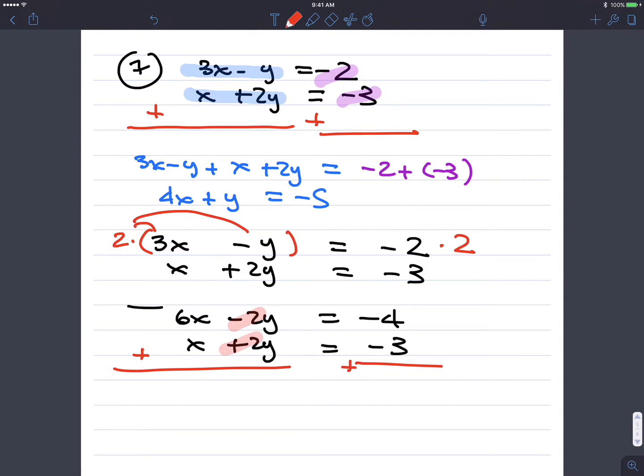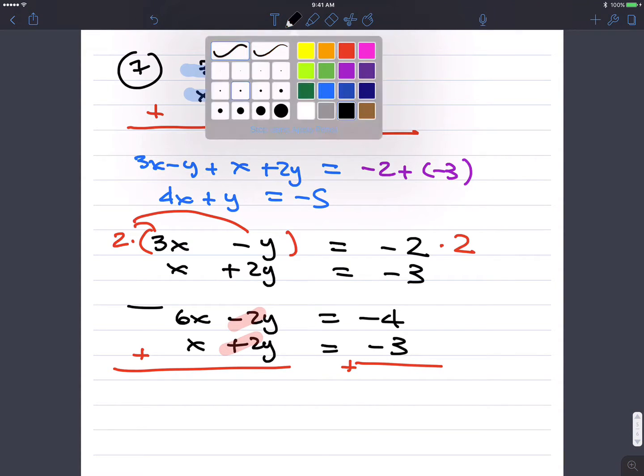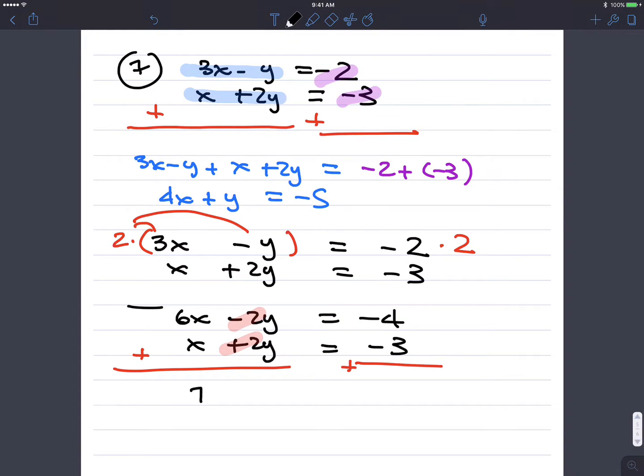A variable will be eliminated. Now notice, 6x plus x gives you 7x. But the -2y plus 2y, the y variable was eliminated here. We just now have to add the values on the right side, which is -4 plus a -3 being -7. So we're going to use this approach whenever a variable is not eliminated. We're going to take advantage of opposites for a variable. And you're going to see how this works.